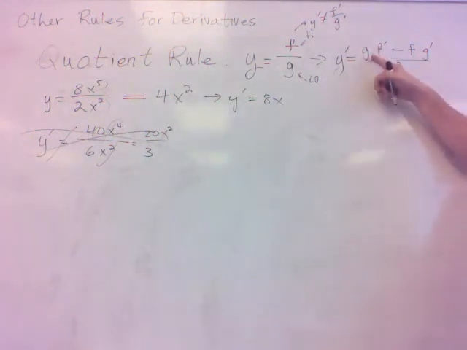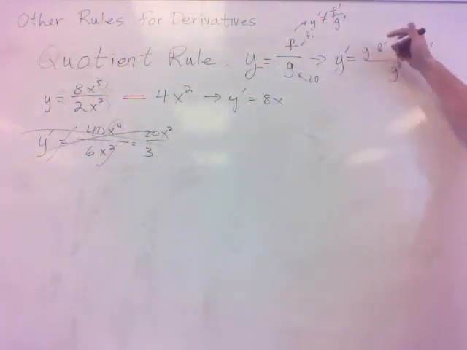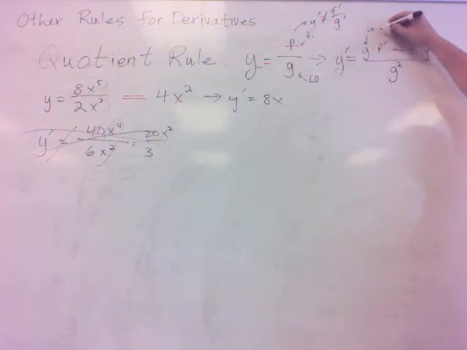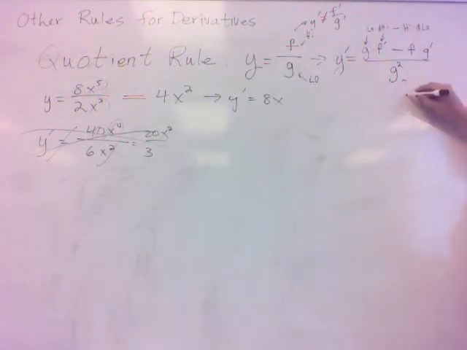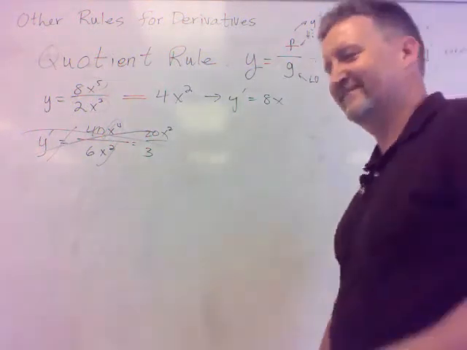What this says, the way to remember it, is, isn't this low? And that's the derivative of the high, low d high, minus, what's that? High d of the low. And that's low squared. Okay. That's how I remember it, believe it or not. Low d high minus high d low over low squared.